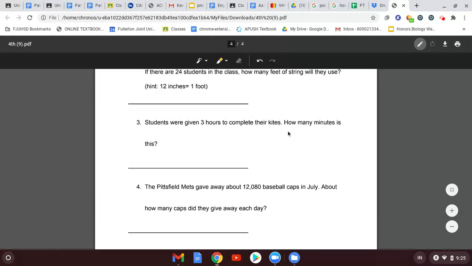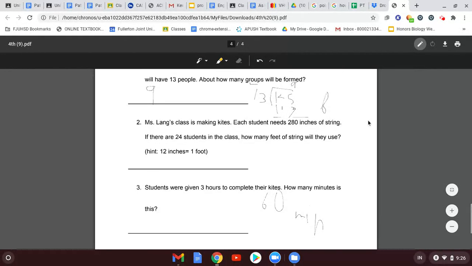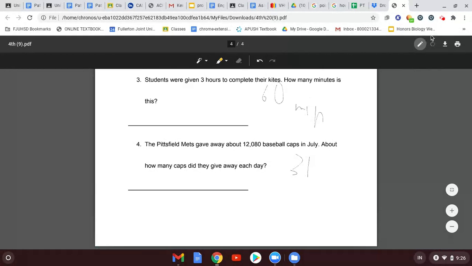For this one, remember that there's 60 minutes in an hour. And then for 4, remember for July, there are 31 days in July. Remember that. And yeah, everything else should be good. Actually, it might not be 31. It might be 30. Just search it up.